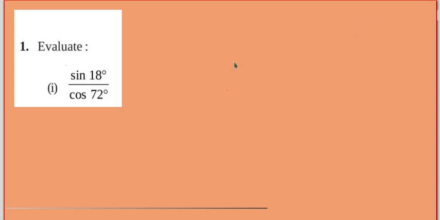So for 18, what is the complementary angle? That means we should subtract 18 from 90. If we subtract, what will we get? 8 minus 1 is 7, so 72 we are getting now. So sine of 18 degrees, how can we write? Sine of 18 degrees, we can write as cos of 90 minus 72 degrees.